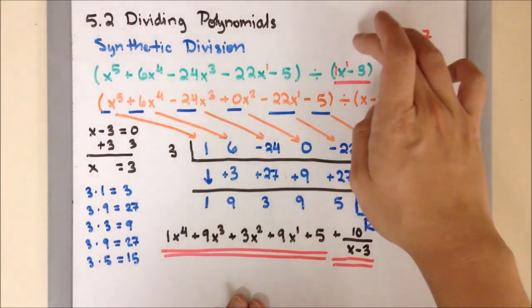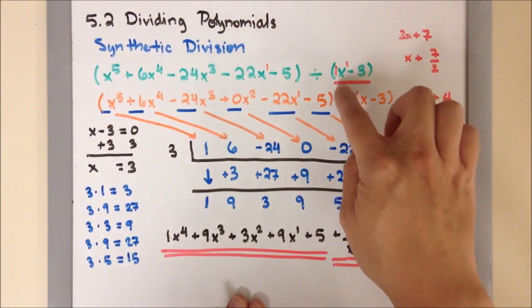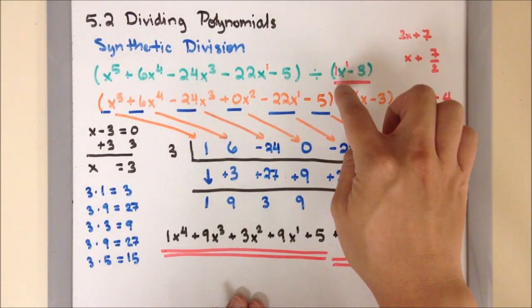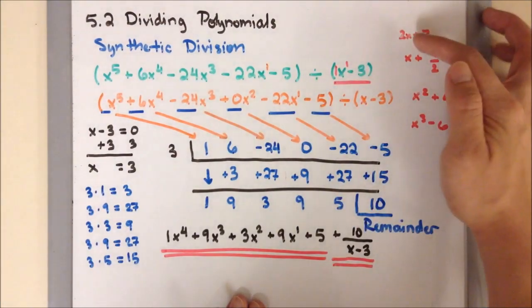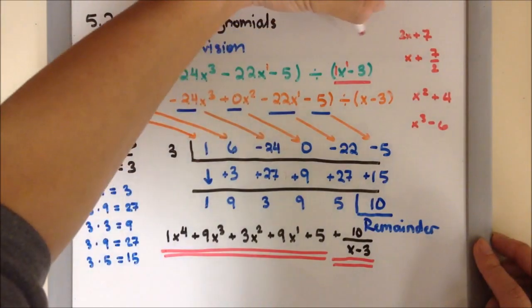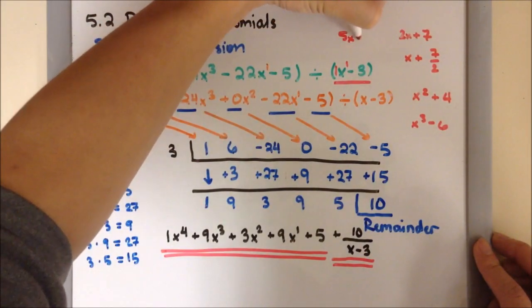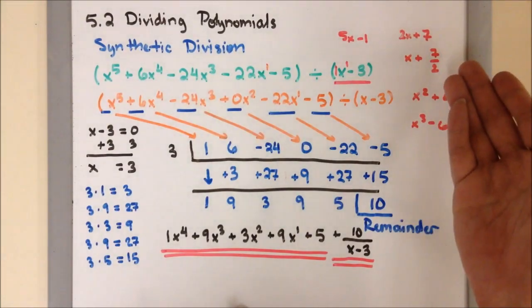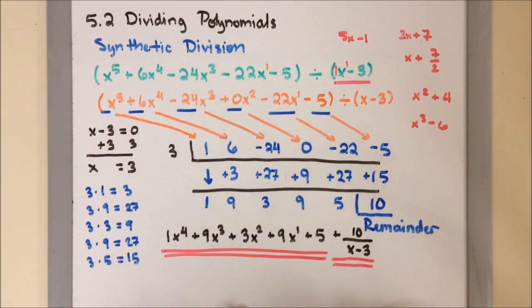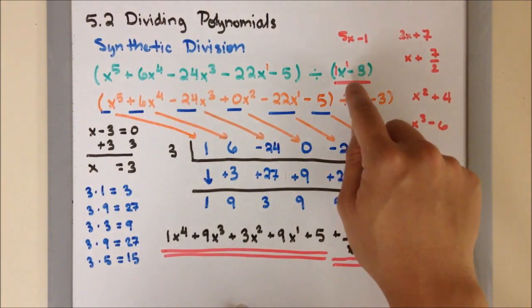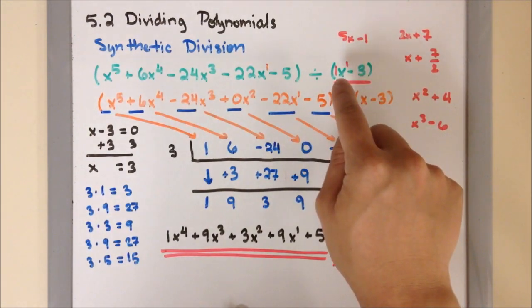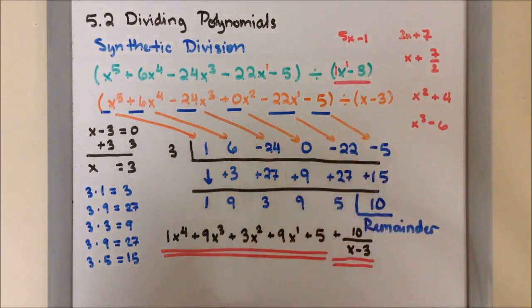So again, synthetic division only works when the degree of your divisor is 1 and the coefficient is 1. If your coefficient was like 2x plus 7 or 5x minus 1, then you would have to convert into a fraction, and that's going to be more work using fractions. So again, synthetic division only works when the degree is 1 and the coefficient is 1 on the divisor. Nothing else.